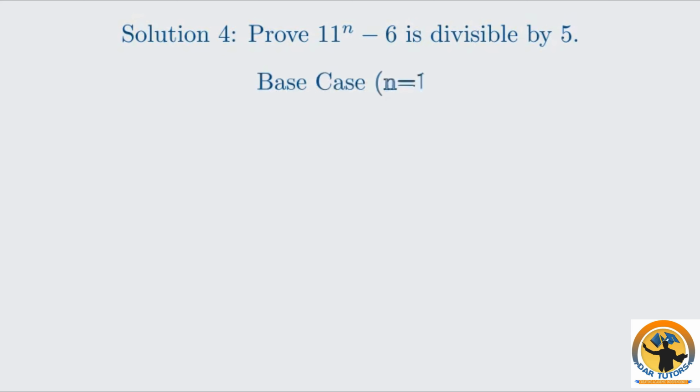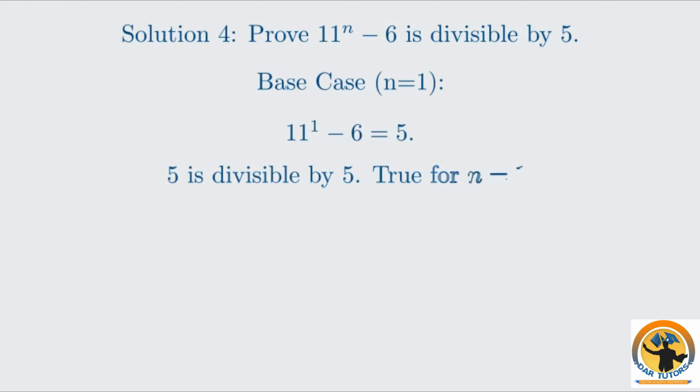Solution to question 4. We need to prove that 11 to the n minus 6 is divisible by 5 for all positive integers n. Base case, n equals 1. The expression is 11 minus 6, which is 5. 5 is divisible by 5. The base case is true.